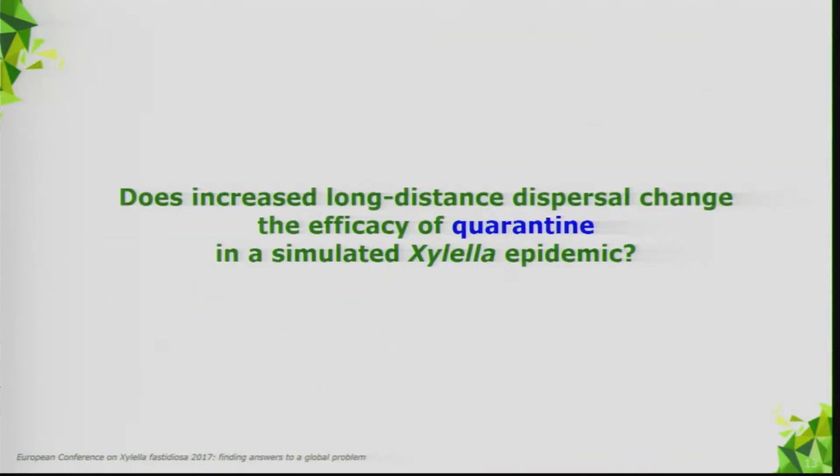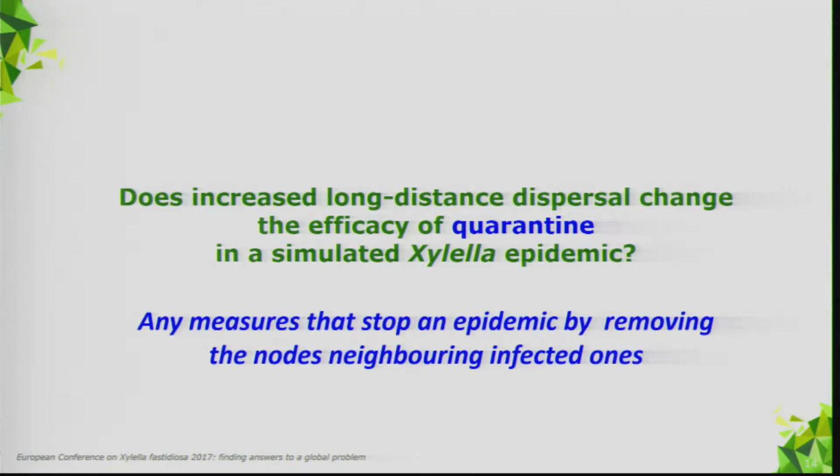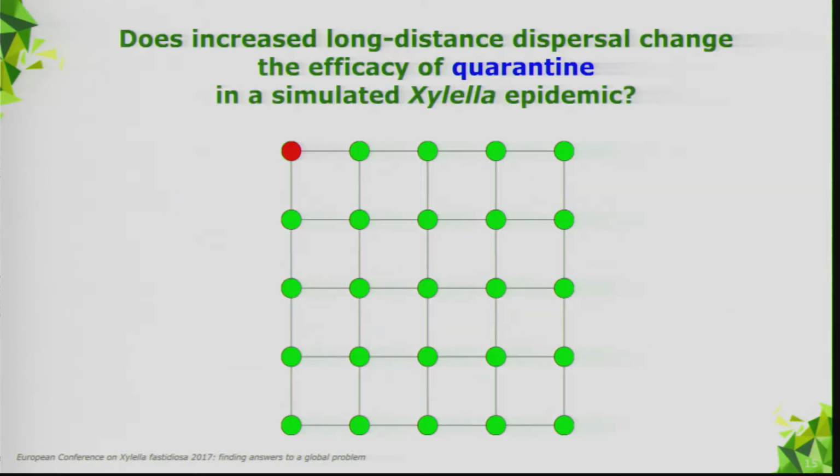Does increased long-distance dispersal change the efficacy of quarantine? What does quarantine mean for this talk? Quite simply, we consider any measures that stop an epidemic by removing the nodes neighboring infected ones. So in practical terms, this is perfectly implemented quarantine measures. In the cartoon, that means that when you have an infected node, you identify its neighbors in the network, and you take them out, or you treat them, or whatever it takes to stop that epidemic from passing on.